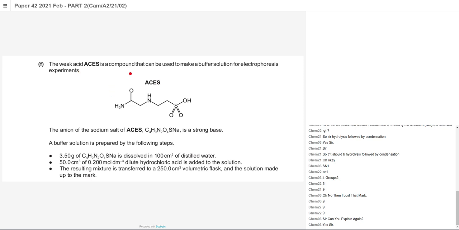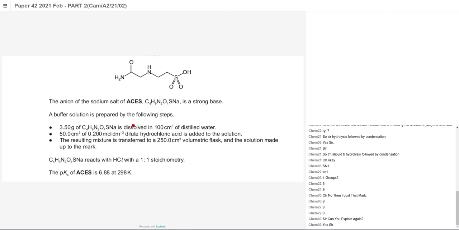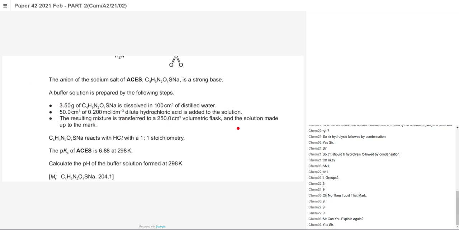The weak acid ACES is a compound that can be used to make buffer solution for electrophoresis experiments. The anion of the sodium salt of ACES is a strong base. The solution is prepared by the following steps. 3.5 grams of this sodium salt is dissolved in 100 cm³ of distilled water. 50 cm³ of 0.2 mol per dm³ dilute hydrochloric acid is added to the solution. The resulting mixture is transferred to a 250 cm³ volumetric flask.